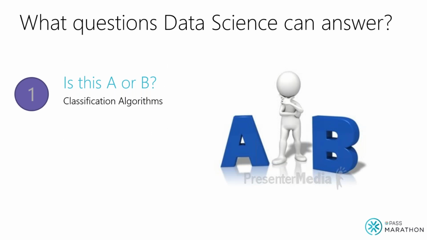Let's quickly go through a few questions that can be easily answered by data science solutions. So the first one is, if you know about data science, you have already heard this question. Because of that, I'm not going to spend much time on it. So let's try to understand these 5 questions quickly. The first one is whether something is A or B. We are trying to categorize something based on some known categories, known classes.